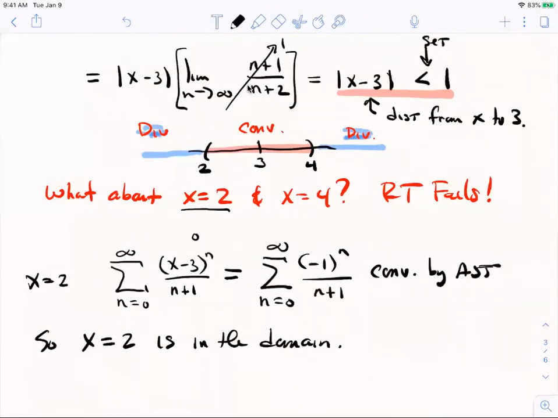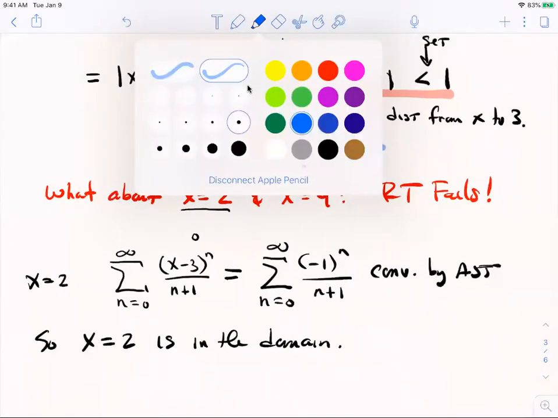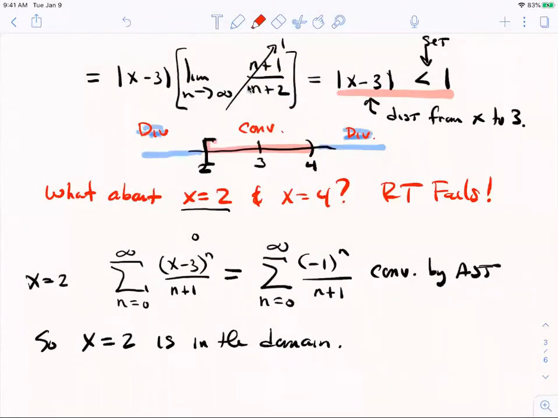I'm going to alter my picture here for a second. I put a round parenthesis up there. I can now go back and say, no, it's actually a bracket, because 2 made it into the domain of this function. I was coloring the domain red, so let me color 2 red. If I plug in x equals 2, this series converges.